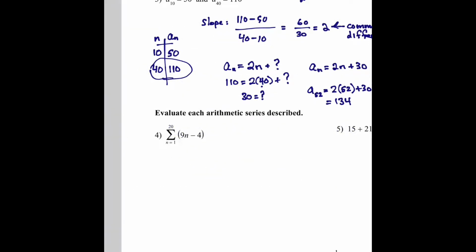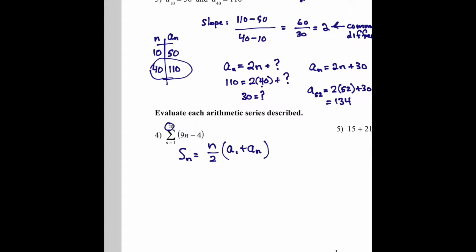All right, for question 4. This is a partial sum of an arithmetic series. So you need to use the partial sum formula, which is n over 2 times the sum of the first and last terms. n is the number of terms you're adding together, and that's 20. Then you need to know the first term and the last term.